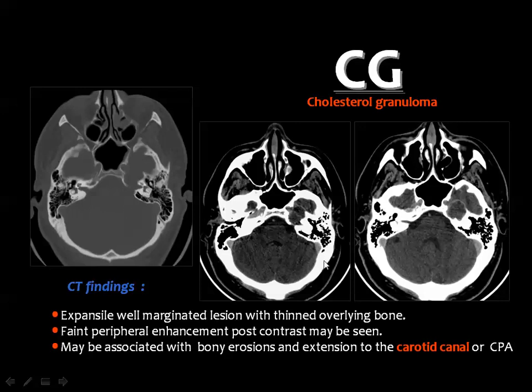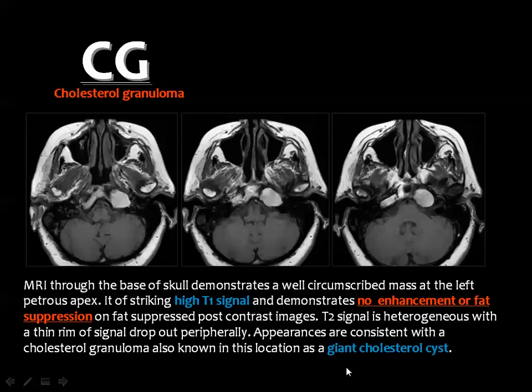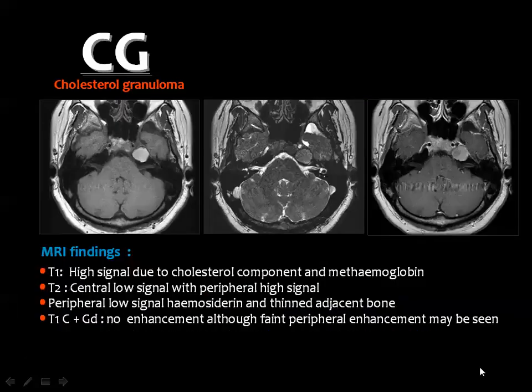This lesion is not enhancing by contrast material, but the very thin rim you can see around the lesion is the remaining part of the cortical bone of the petrous apex. The lesion is usually of bright signal in the T1 weighted image. If you inject contrast material, it will not enhance with contrast.